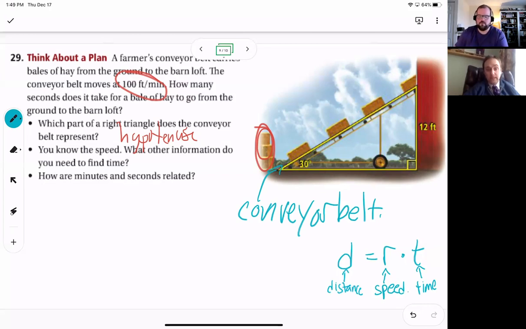So we know the speed. We're trying to find the time. So we need the distance. That sounds good to me. Got it. So we need this length. That makes sense to me as well. So this is just an artificial way of them trying to get us to use these 30, 60, 90 triangles, isn't it? 100%. Got it.